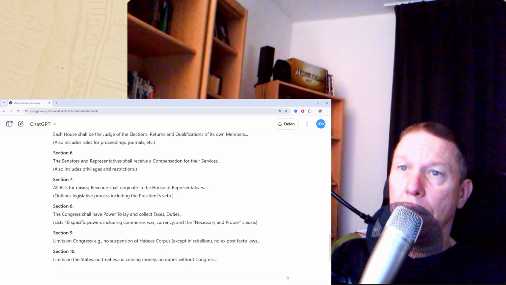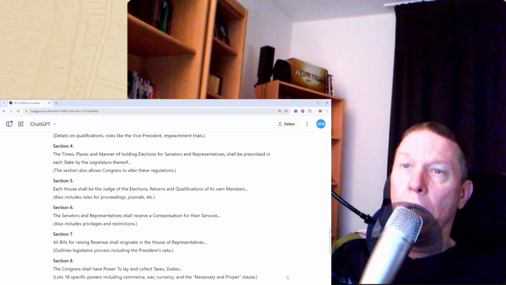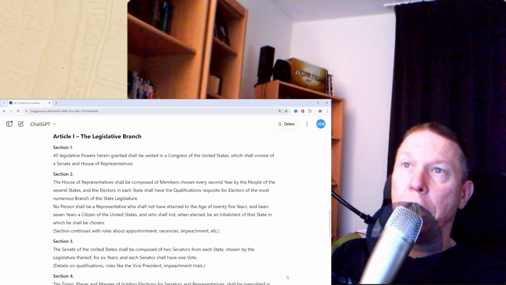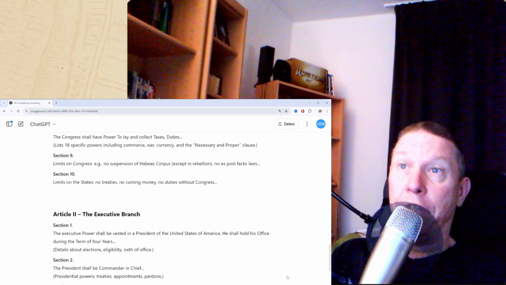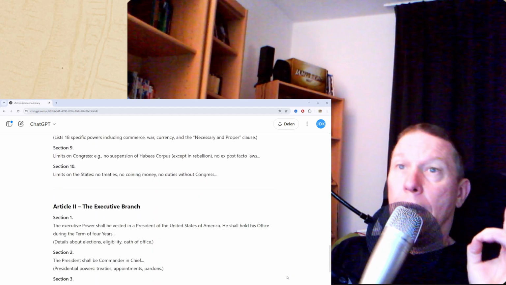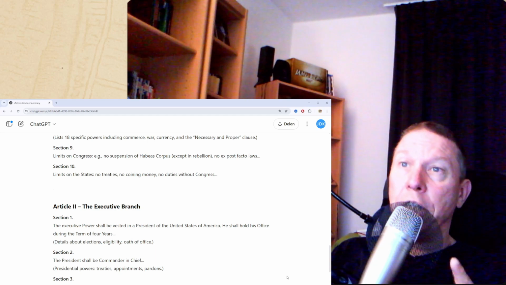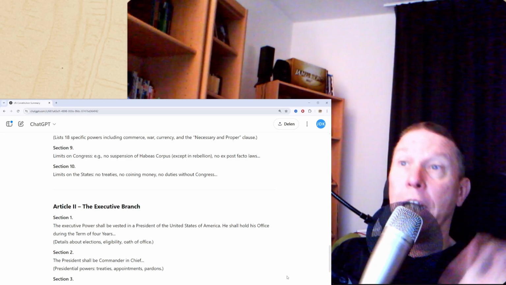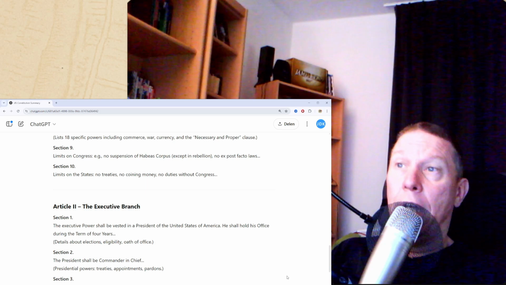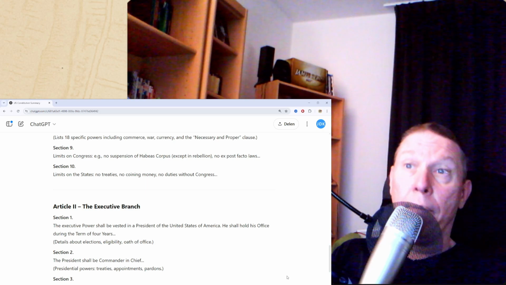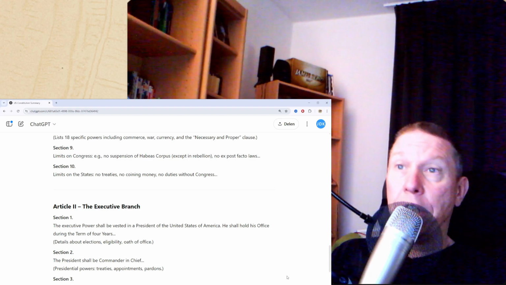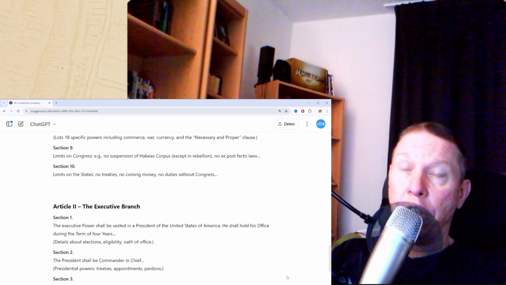Let's see what's Article 2. This is Article 1, the legislative branch. Then we have Article 2, the executive branch. Section 1. The executive power shall be vested in a President of the United States. He shall hold his office during the term of 4 years. Details about elections, eligibility, and oath of office are also in Section 1.